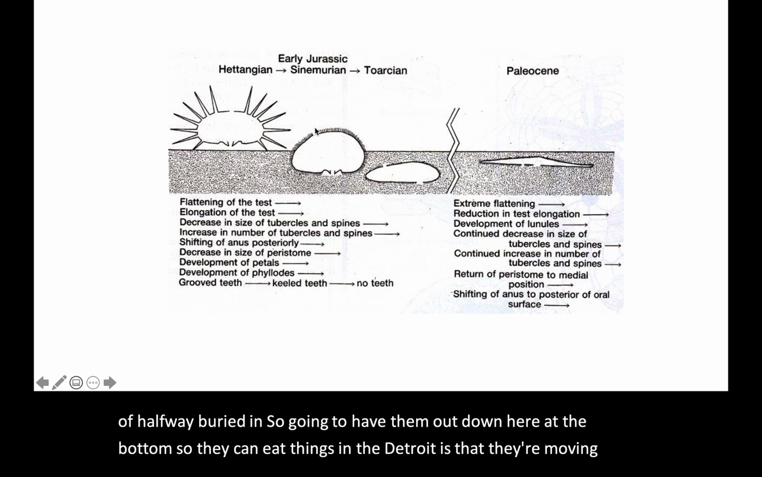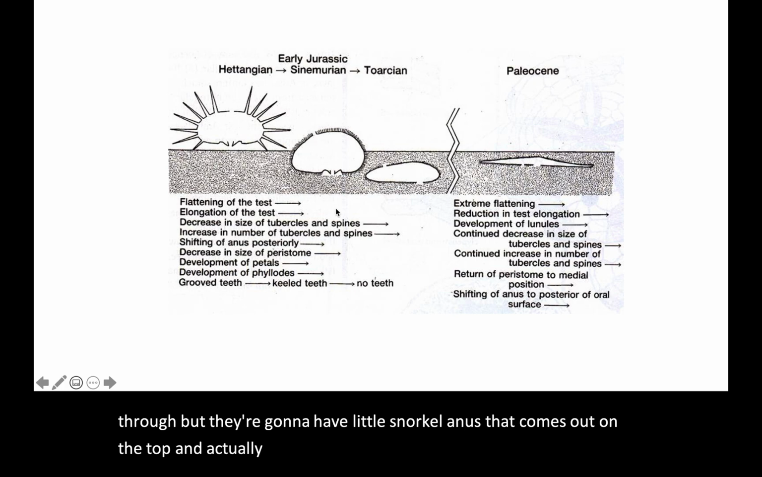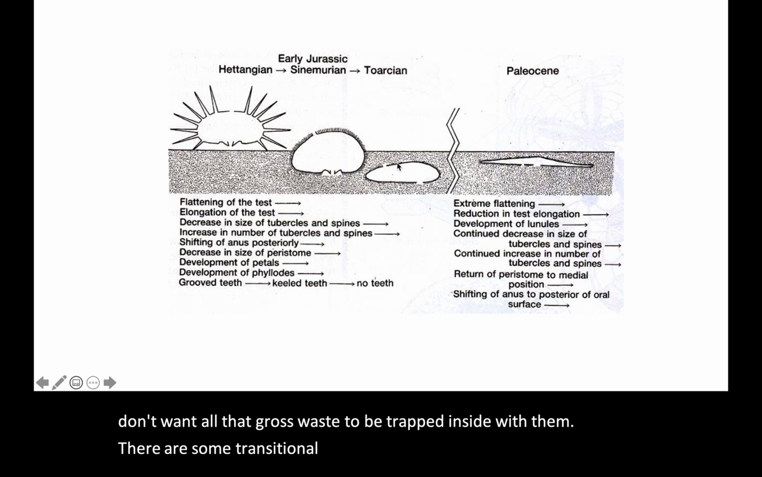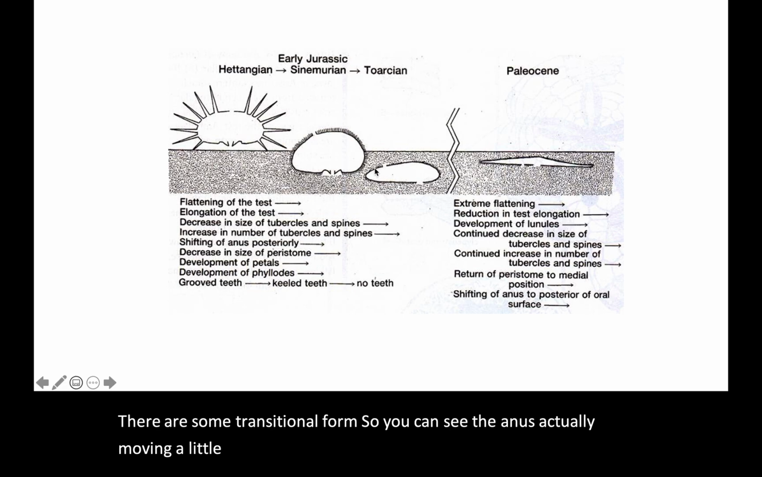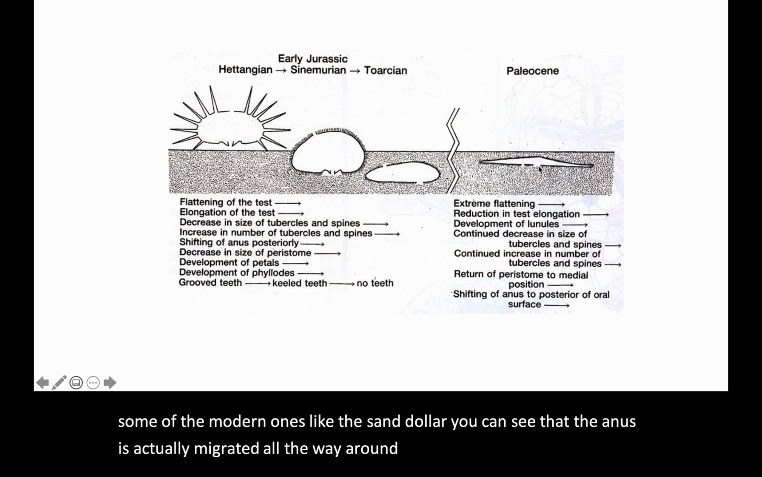But they're going to have like a little snorkel anus that comes out on the top and can actually vent this to the outside, because they don't want all that gross waste to be trapped inside with them. There are some transitional forms where you can see the anus actually moving a little further down, getting toward the edge. And then in some of the modern ones, like the sand dollar, you can see that the anus has actually migrated all the way around, and so you have the anus lined up right next to the mouth.